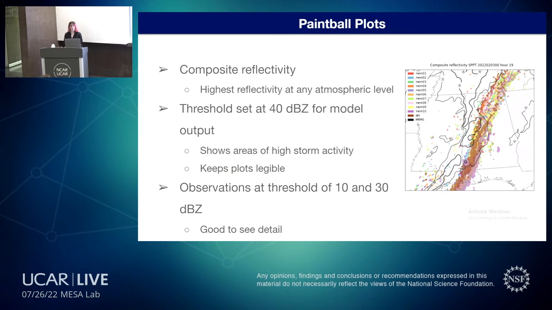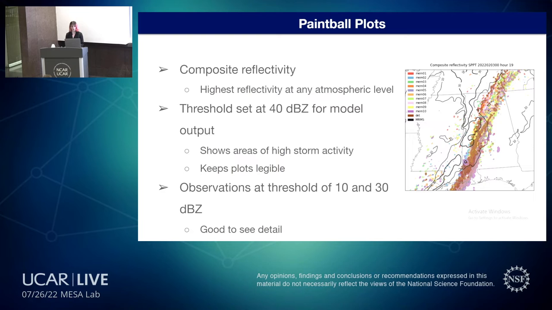Now for some qualitative context. So I created these paintball plots of composite reflectivity, which is the highest reflectivity at any atmospheric level. Reflectivity shows the strength and intensity of precipitation in the atmosphere. As you can see here, the colored parts on the plot are the members, and I set a threshold at 40 decibels for this model output. This is able to keep the plots legible while still showing areas of high storm activity.